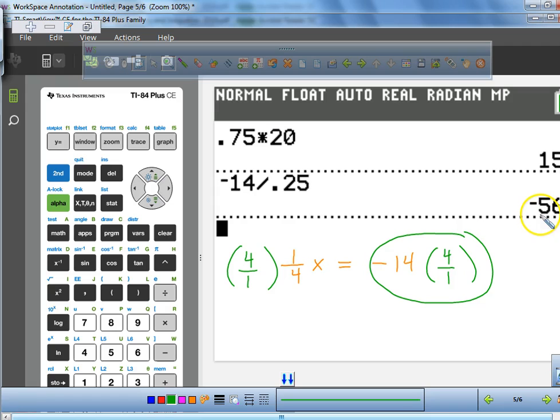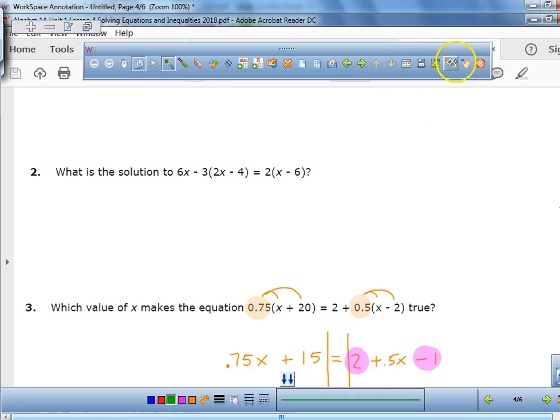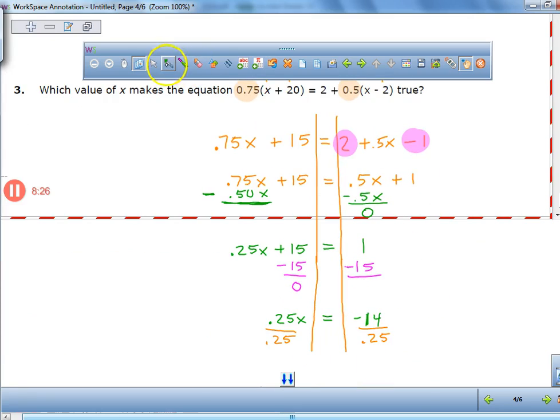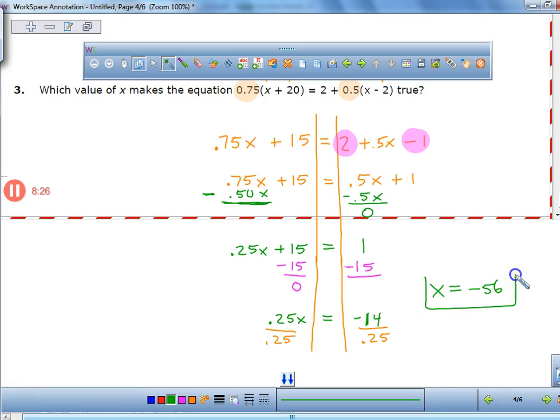Okay? Whenever there's a decimal, what do I want to usually convert it to? Convert it to a fraction. And then multiply it by its inverse. Okay? So, our final answer right here is, that's right, x equals negative 56.